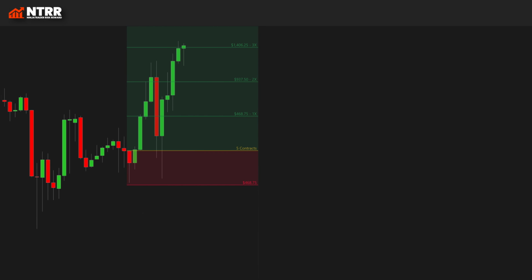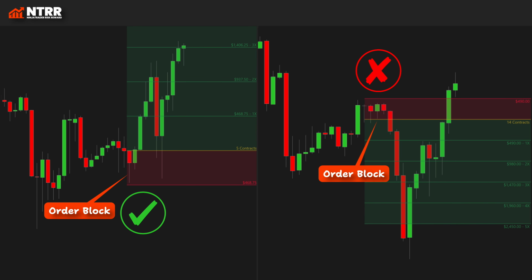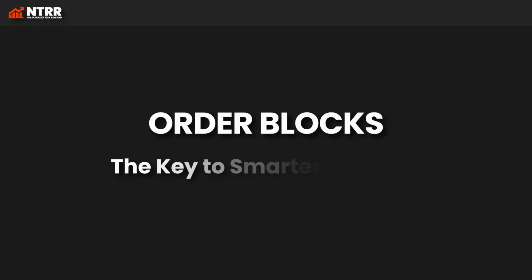Do you ever wonder why some trading levels seem to work like magic while others completely fail? The secret often lies in understanding order blocks, a powerful concept that can transform your trading if used correctly. Today, we'll dive deep into what order blocks are, why they matter, and how you can use them to sharpen your edge in the market.